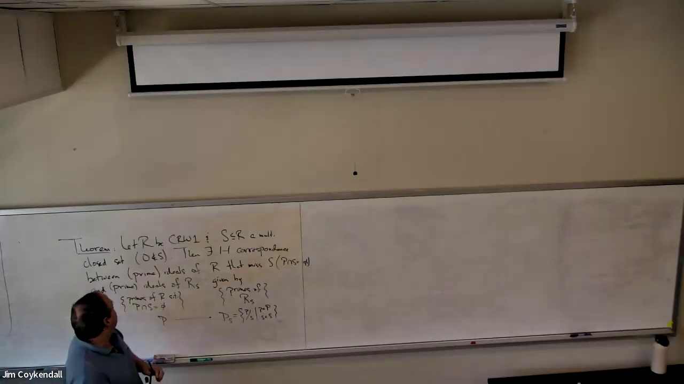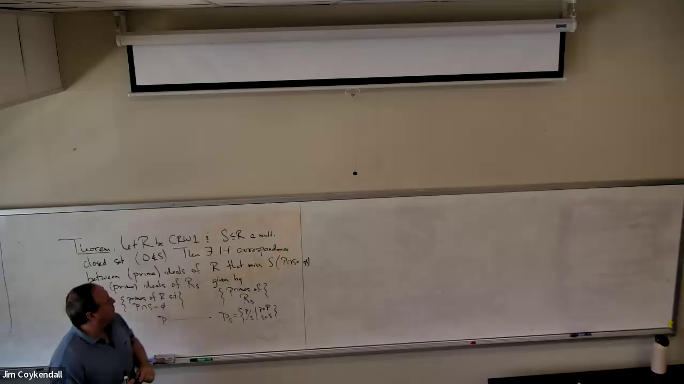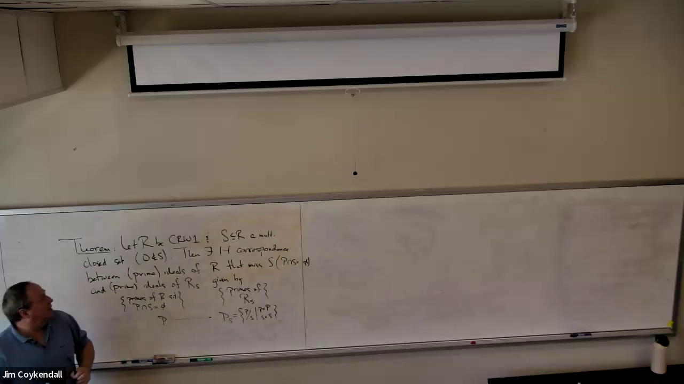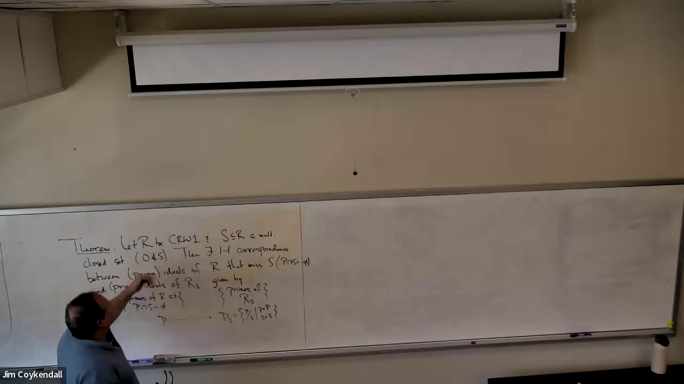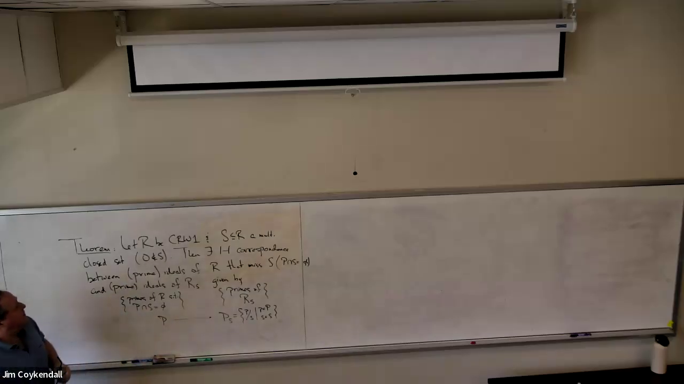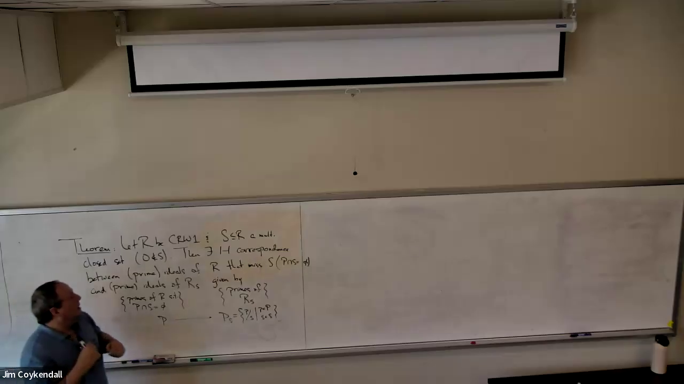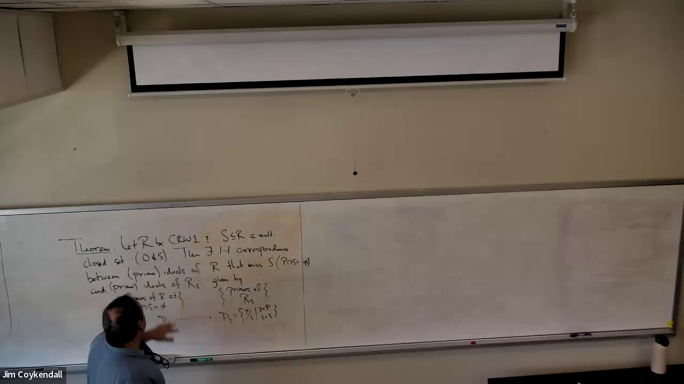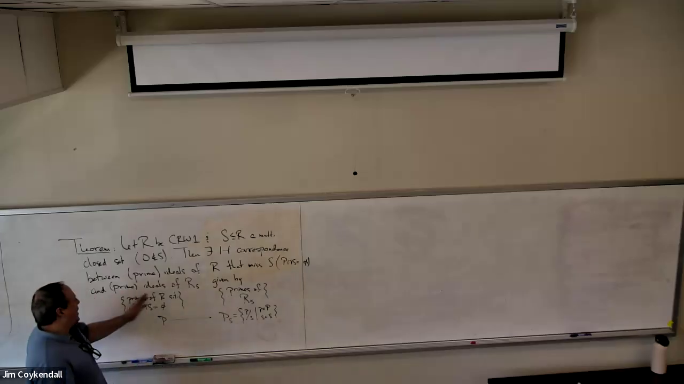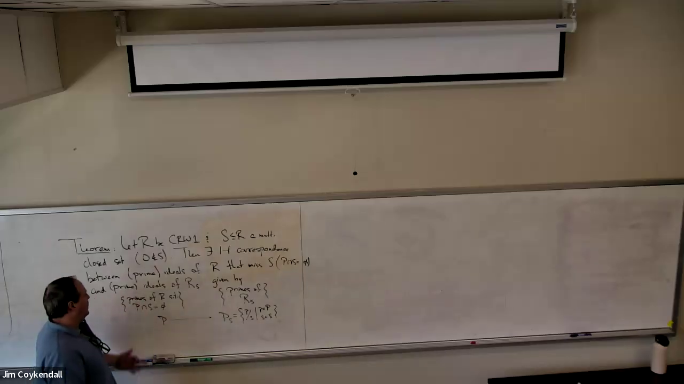Okay, folks, this is the last theorem that we were talking about at the end of the last period. R is a commutative ring with identity, and S a multiplicatively closed set with zero. I want to assume zero is not in the set. Then there's a one-to-one correspondence between the prime ideals of R that miss S, so the intersection with S is empty, and the prime ideals of R localized at S.